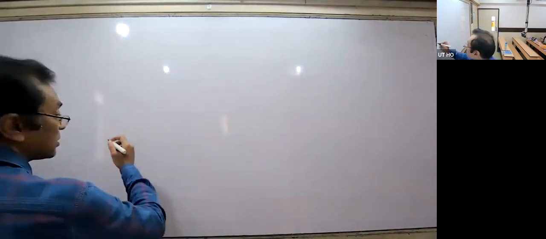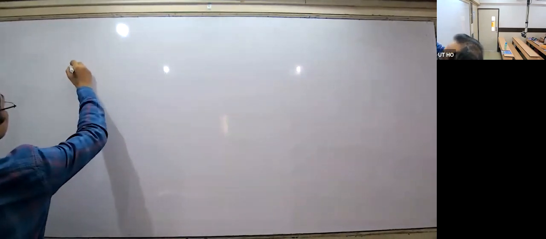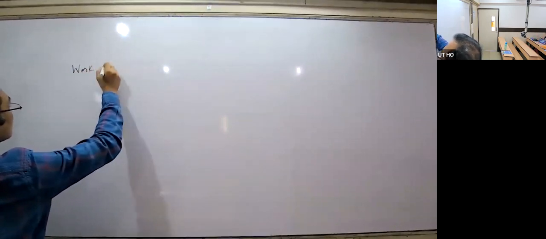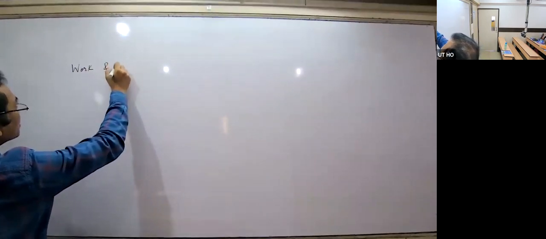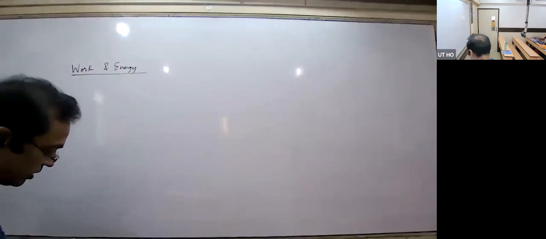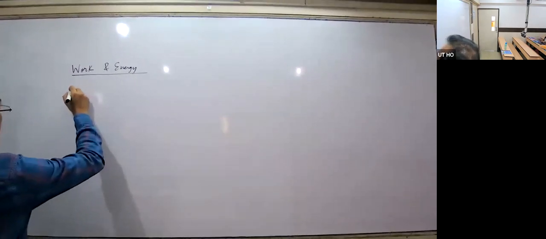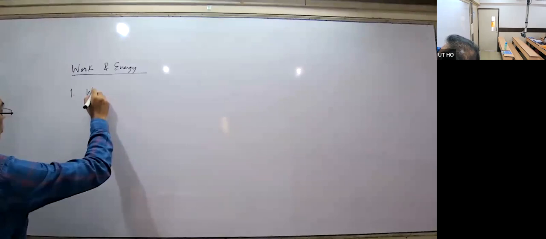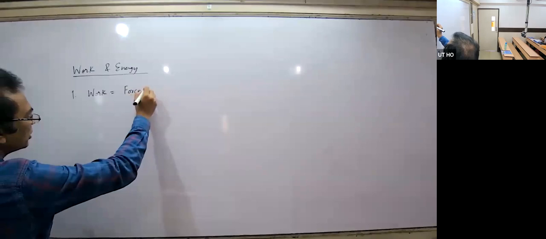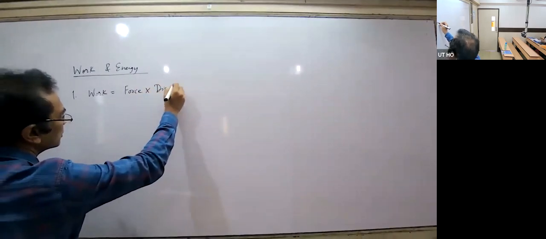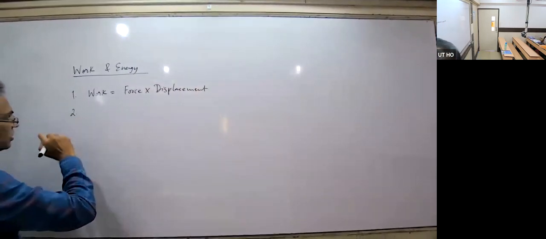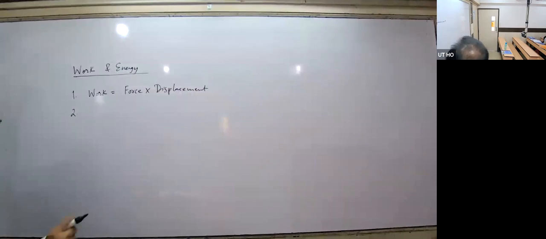So in the last class, I think we started work and energy, right? So what did we do in the last class? Let's quickly review. So first we defined what is work, right? Which is force times displacement. Then we learned about different types of work.